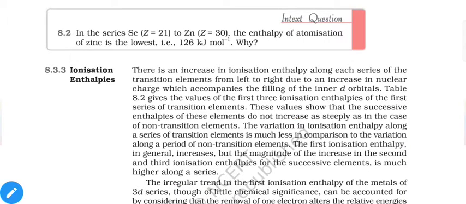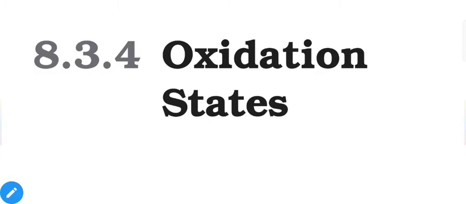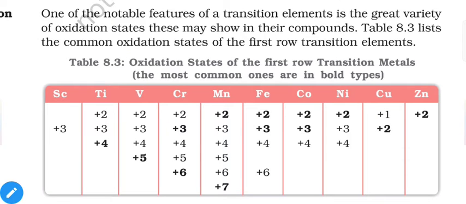In the previous lecture we discussed ionization enthalpies, and the next point is related to ionization enthalpy. When atoms of a metal get ionized, they produce positive ions. So in this lecture we are going to discuss the oxidation states of these metals. The oxidation states of the first row elements are mentioned here in the table.